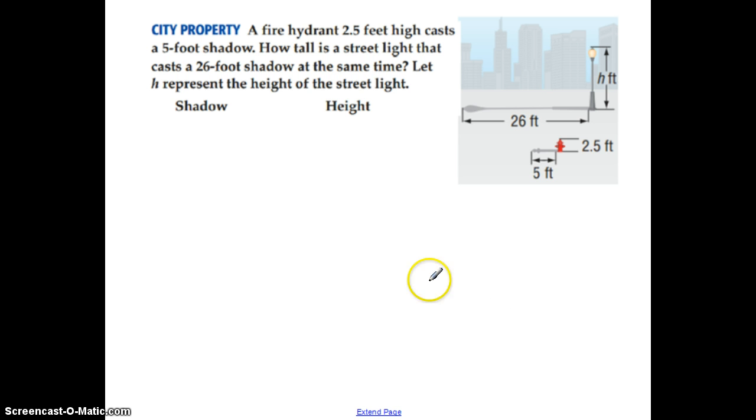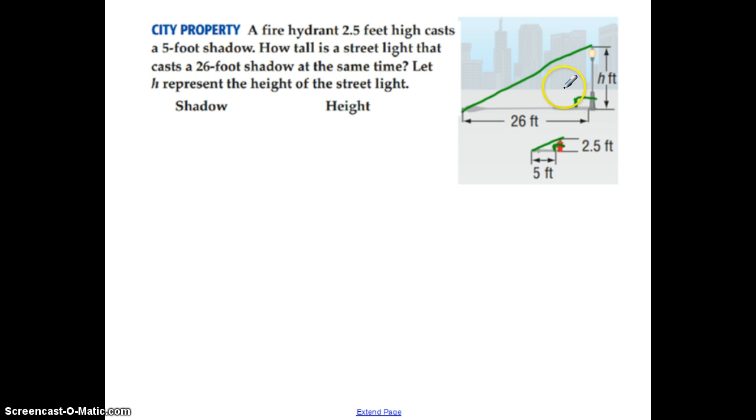Alright, so here are some more examples of our shadow word problems like we talked about at the beginning of class as well. A fire hydrant is 2.5 feet tall and casts a shadow 5 feet long. How tall is this street lamp if it casts a shadow of 26 feet long? These both create a triangle at a 90-degree angle.